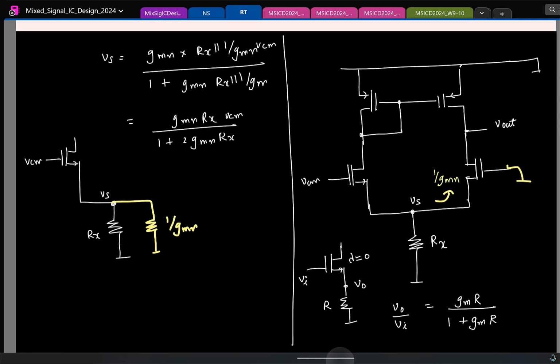Now to finish the process, I need to short this, apply VCM to the right side transistor, and find Vs. It's obvious that this is going to be the same. So the total result is the sum of the two. So we'll find that Vs is 2 times this. That's what I think you also got.